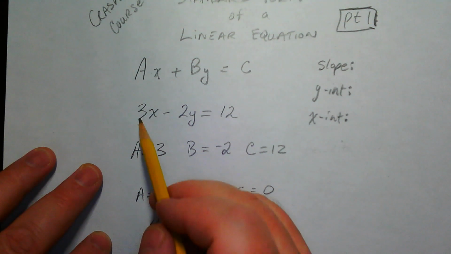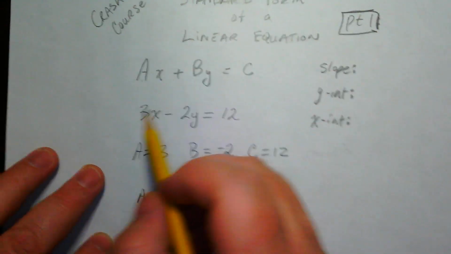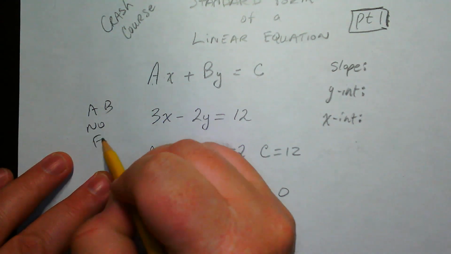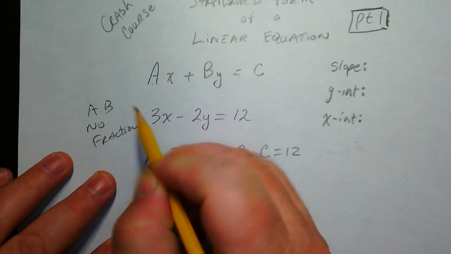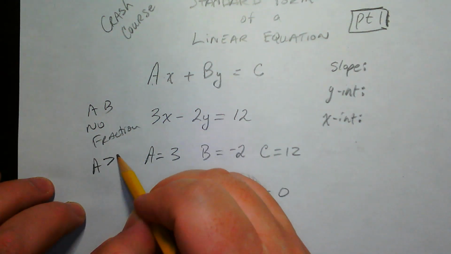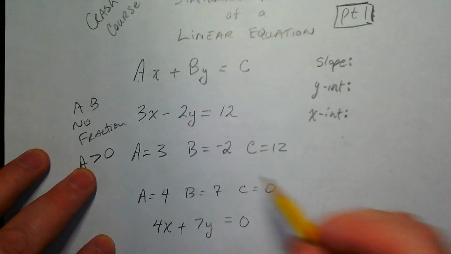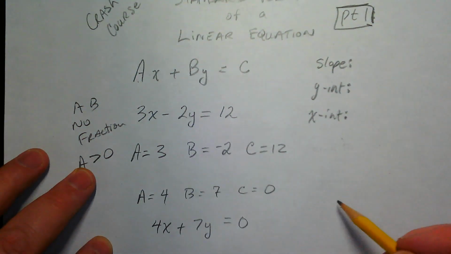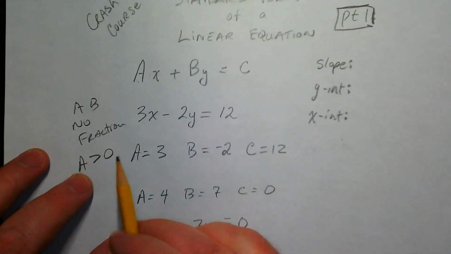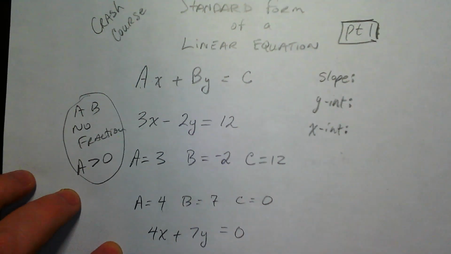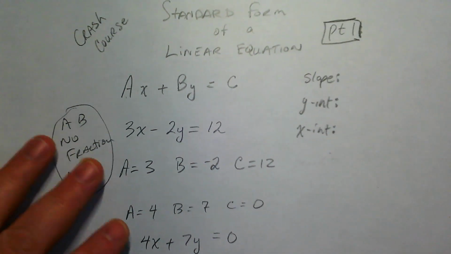So typically another thing, A and B have to be integers, so A and B, no fractions. And A is positive. So A is more than 0, A is positive. So that's how that works right there. In the next video, if you end up with something where this is not the case, I'll show you how to do that when we learn how to rewrite. For now, let's get to slope.